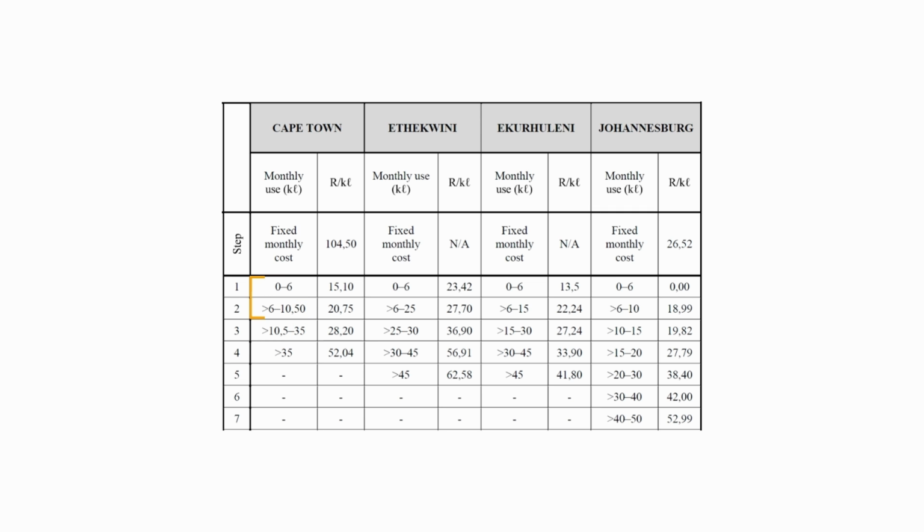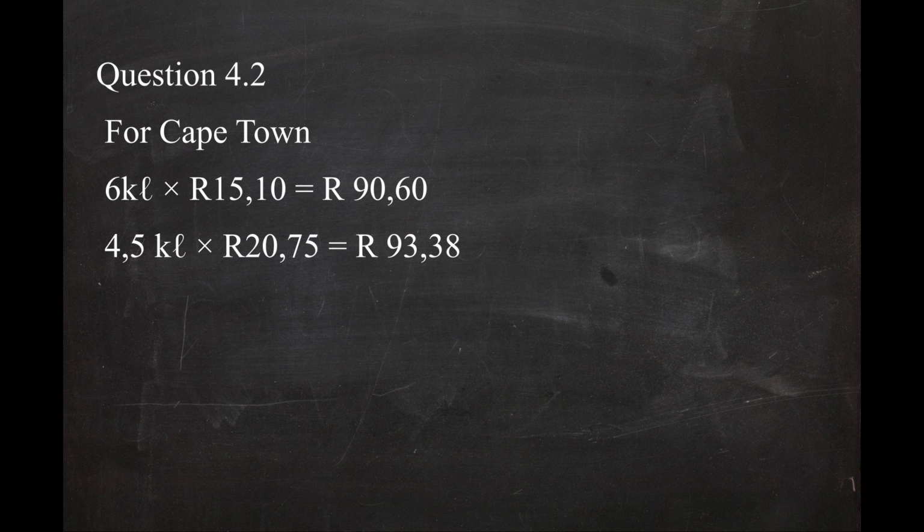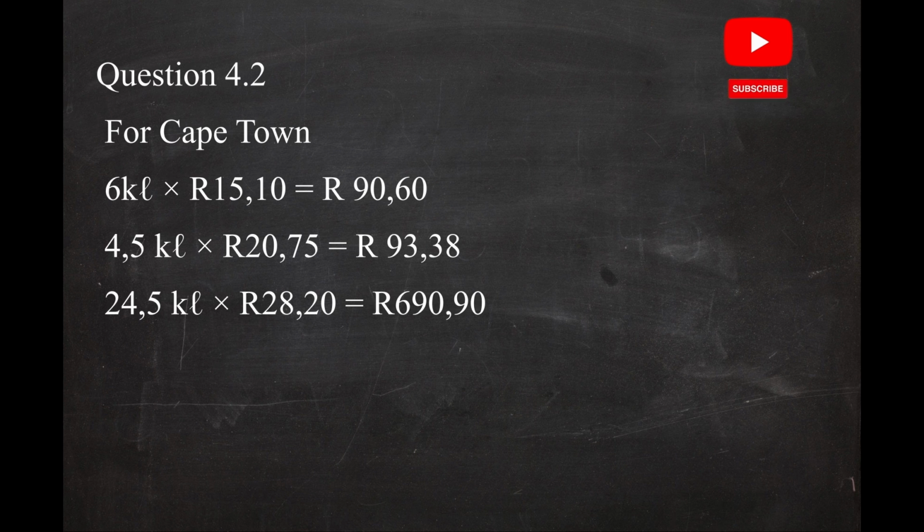in step 2 because you have already been charged for the usage of 10.5 kiloliters of water in step 1 and step 2. So the cost for step 3 will be 24.5 kiloliters multiplied by 28 Rand 20 cents per kiloliter, and this equals a cost of 690 Rand 90 cents.